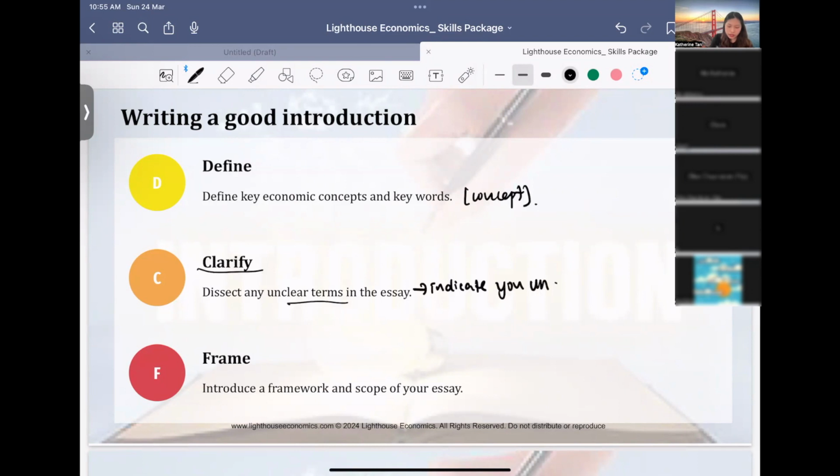Indicate you understand why this essay is asking this question. It's a bit vague, but later we'll see examples of what I mean.